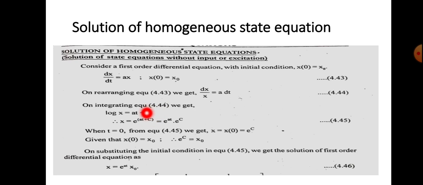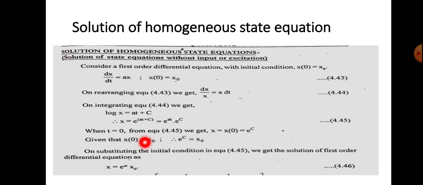For finding the constant value, we can make use of initial conditions. Here x can be obtained by taking the anti-logarithm. So x will be equal to e raised to at plus c. This can be written as e raised to at into e raised to c. When t equal to 0, that means x will be equal to x of 0, and this term will become e raised to c.